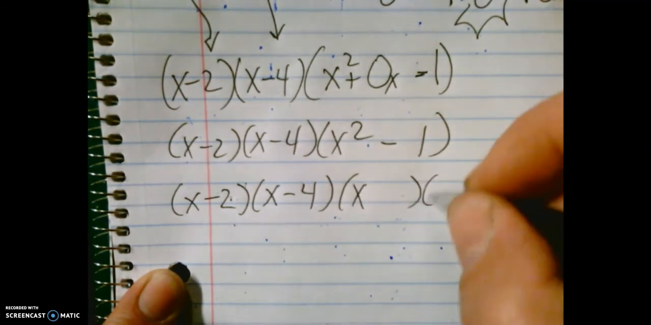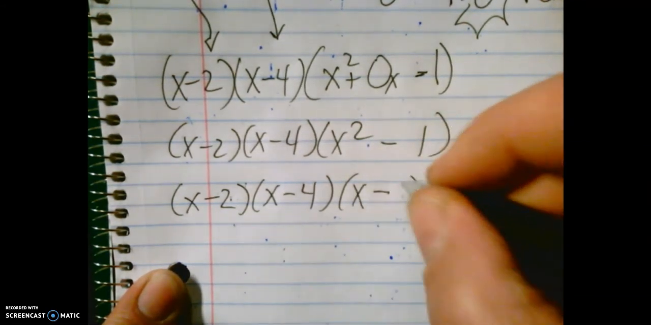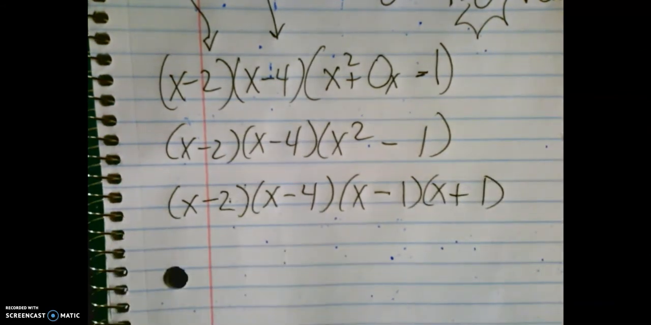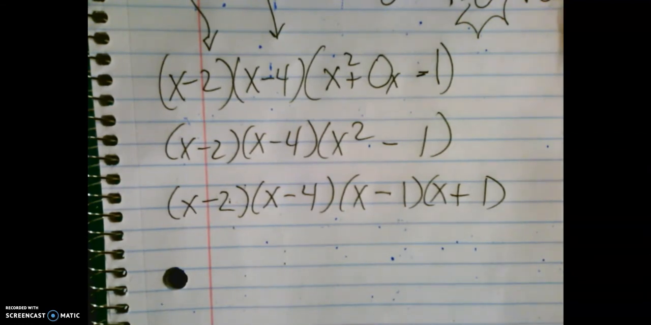X squared would be x and x. And the only way to get negative 1 is a minus 1 and a plus 1. One has to be plus, one has to be minus. Whew. Yeah, thank goodness we are done. Got some bad news for you. We're not done. What? What are we after here?